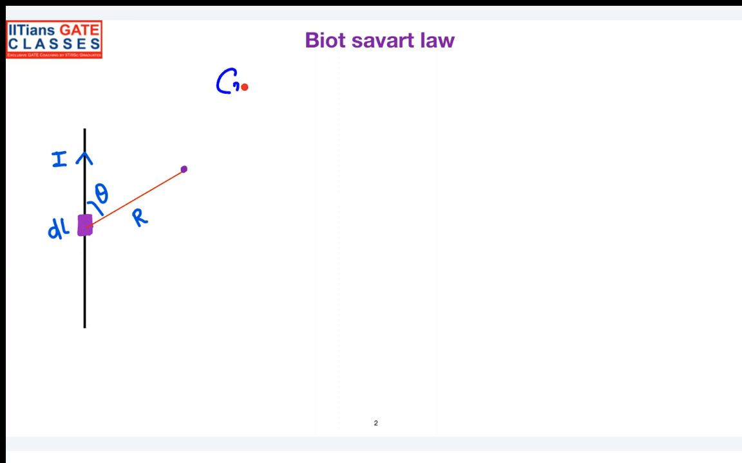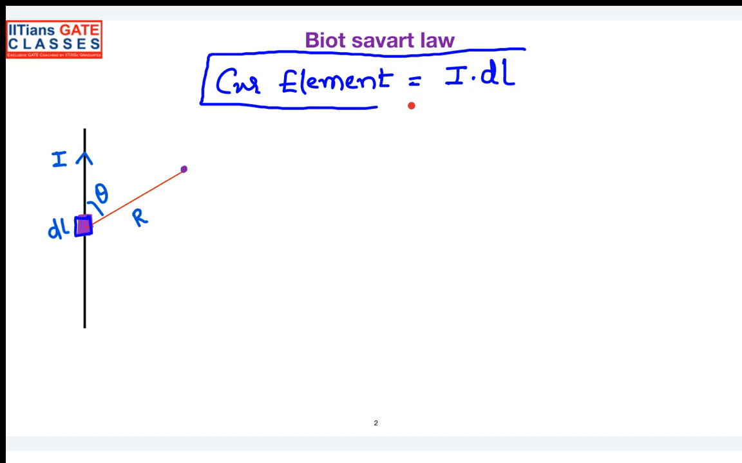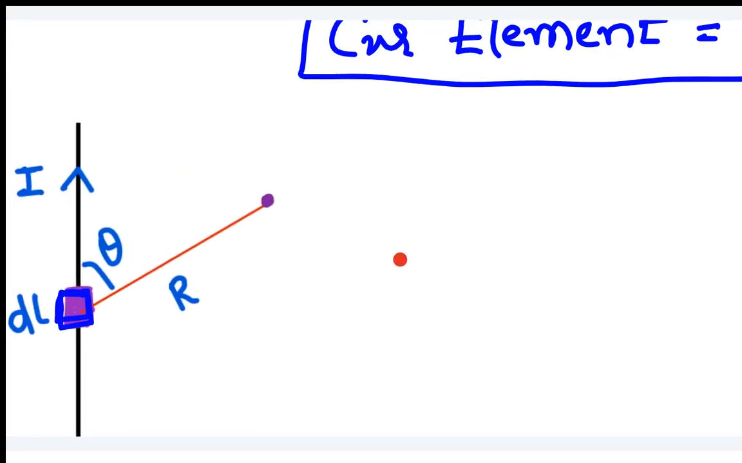First of all, the terminology: how to understand what we mean by current element? The current element is nothing but the current I flowing in a differential length of dl. It's not the total wire, it's a small portion or section of the wire which is carrying the current I. Next time also I will use the same terminology, so you should remember: the current element means current I in a small differential length of dl. So this is your source right now, the current carrying element, and this is your observer where you are finding the magnetic field.